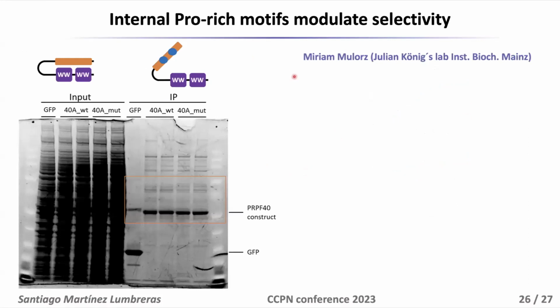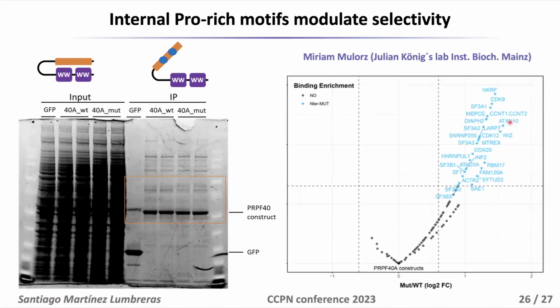We asked for help from our collaborators in Mainz, and they did a CoIP using two versions of the N-terminal part of the protein, the wild type and the mutant, and they expressed them in HeLa cells, did the copurification, and analyzed which proteins are copurified with them. Simply, they observed that there was a huge enrichment of proteins in the case of the mutant, meaning that there was a lot of unspecific binding. There were some proteins that are not really related to PRP40, so there was quite a lot of unspecific binding.